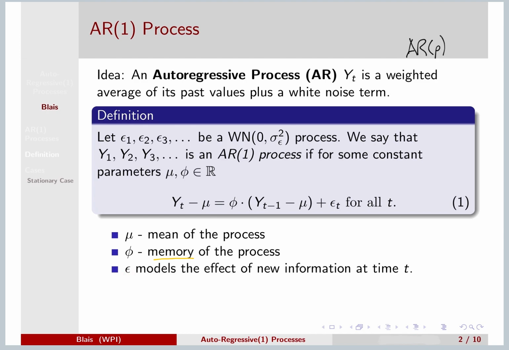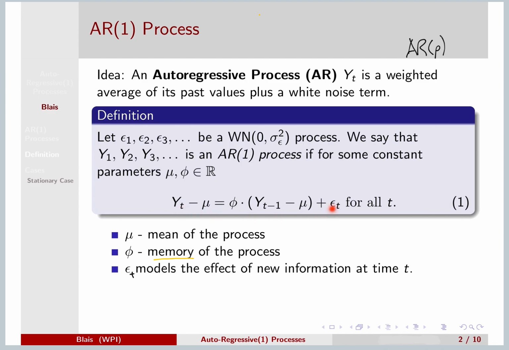The epsilons reflect the effect of new information at time t. So that's your randomness, your white noise term.